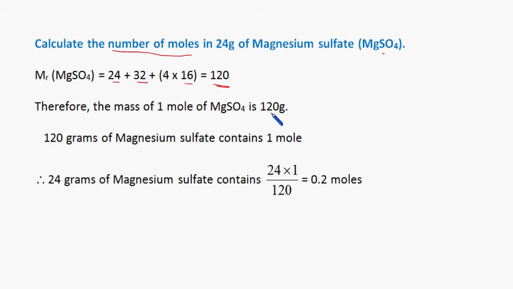Now I said that we want to calculate the number of moles. So we need to write our statement so that moles is on the right-hand side. So 120 grams of magnesium sulfate contains 1 mole. The question asks you for 24 grams. So 24 grams of magnesium sulfate contains, we cross multiply, so we take the 24 and multiply by 1 and divide by 120. So it's 24 by 1 over 120, which gives us 0.2 moles.